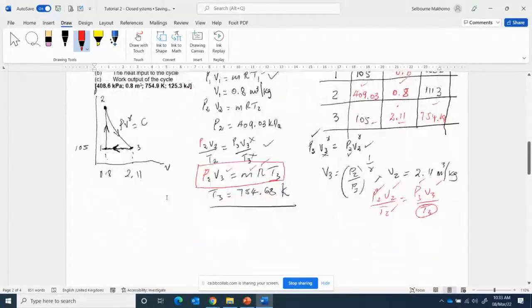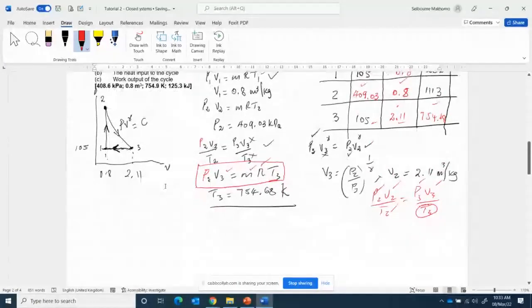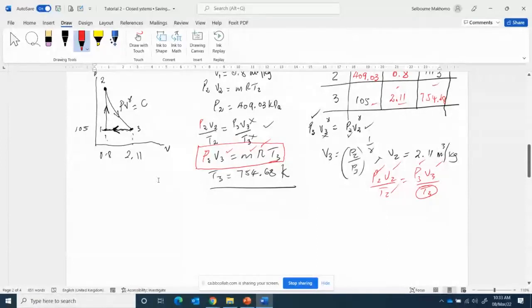Right. Okay, thank you, sir. The second last question says heat input to the cycle. Hello, sir. Sorry, can you hear me, sir? Yes, I can hear you. Sir, I just wanted to ask why V1 and V2 would be the same, on the table. Okay, let me answer that.